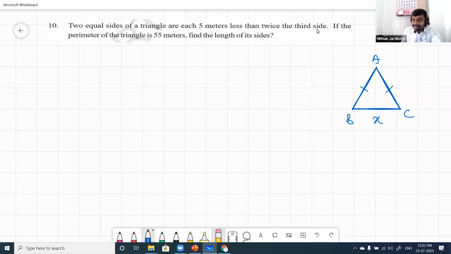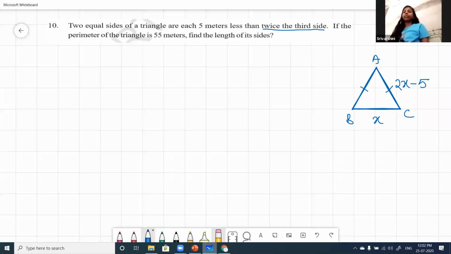So if the third side is x, then what will be these two equal sides? Once again, let me read. Two equal sides are each 5 meters less than. So when it is less than, I'm keeping minus. Then twice the third side. Twice the third side means double of the third side. The third side is x and its double is 2x. So it will be 2x minus 5.